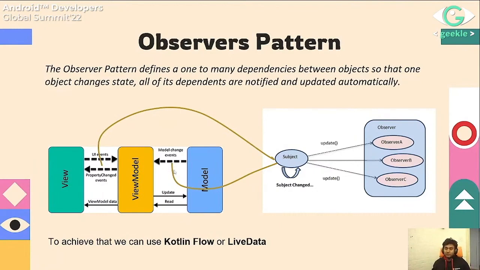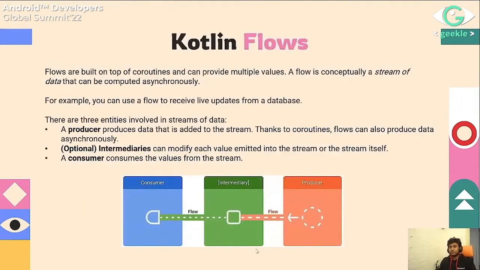In our MVVM diagram, we can see the view is observing data from the view model and the view model is observing from the model. So in that case, we need the observer pattern. So basically, when the subject changes, multiple observers will be notified of the updates. To achieve that, we can use Kotlin Flow or LiveData or RxJava. In this boilerplate, I will choose Kotlin Flow. Now I am going to discuss Kotlin Flows, and how we can achieve observer patterns using them.